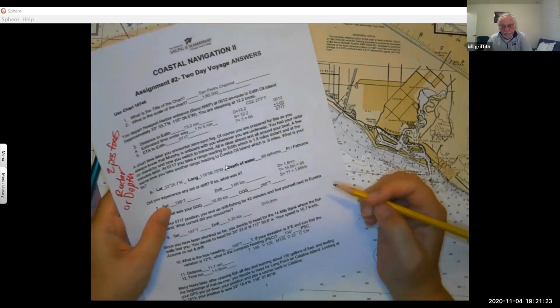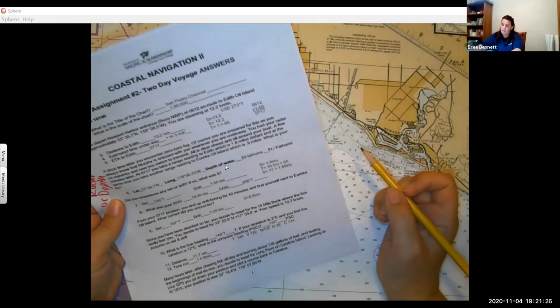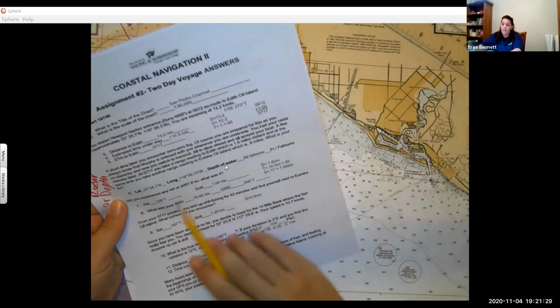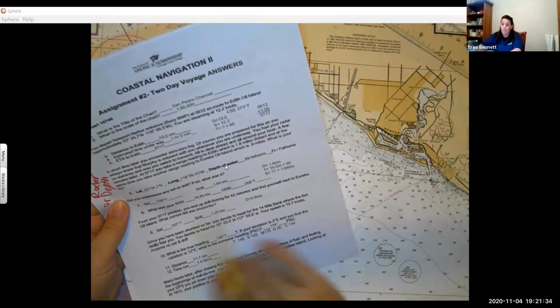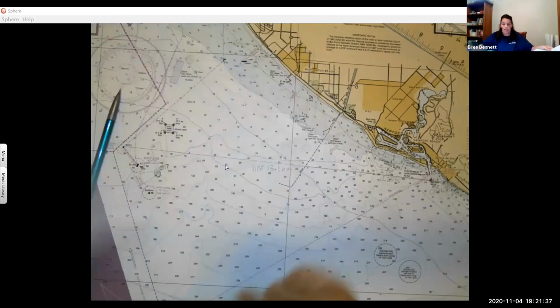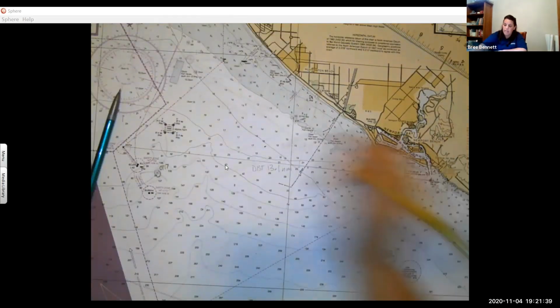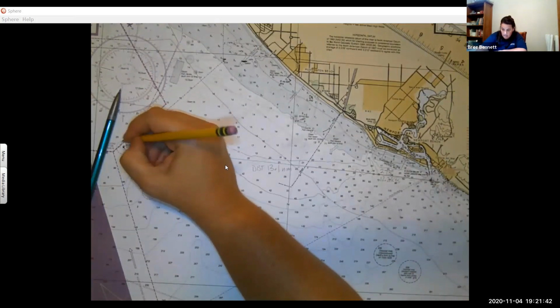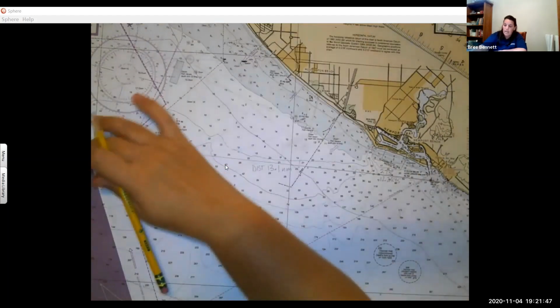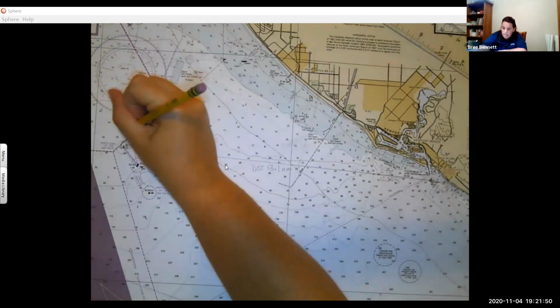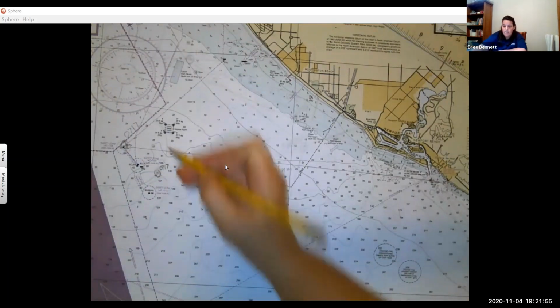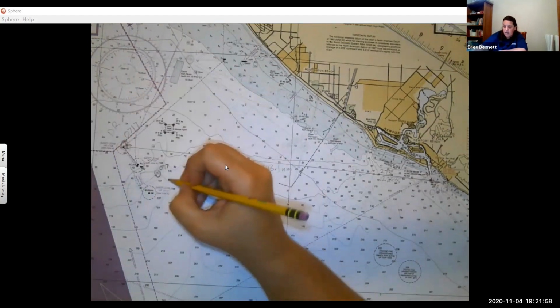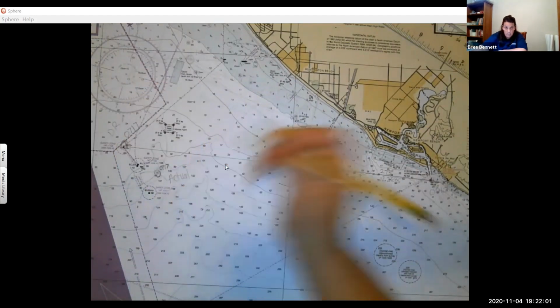So then it asks us, did we experience a set or drift? If so, what was it? And what was our speed over ground and course over ground? So we thought our DR was at the end of Edith. We thought we'd be there at 07:17, but we ended up here. So this is our DR, and this is our actual position.